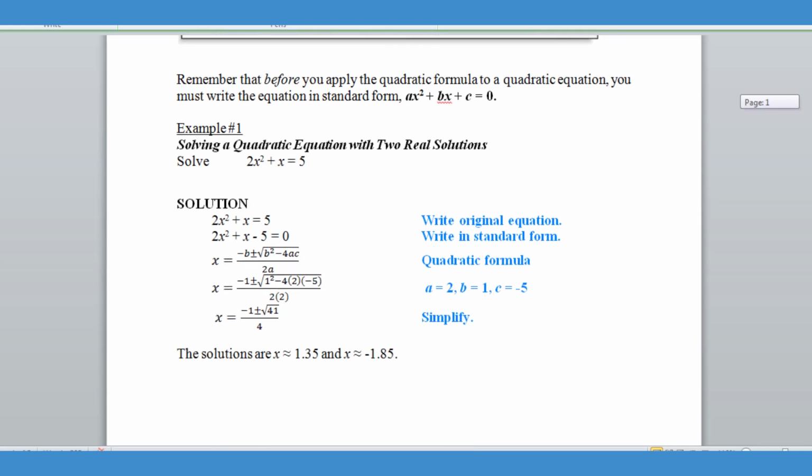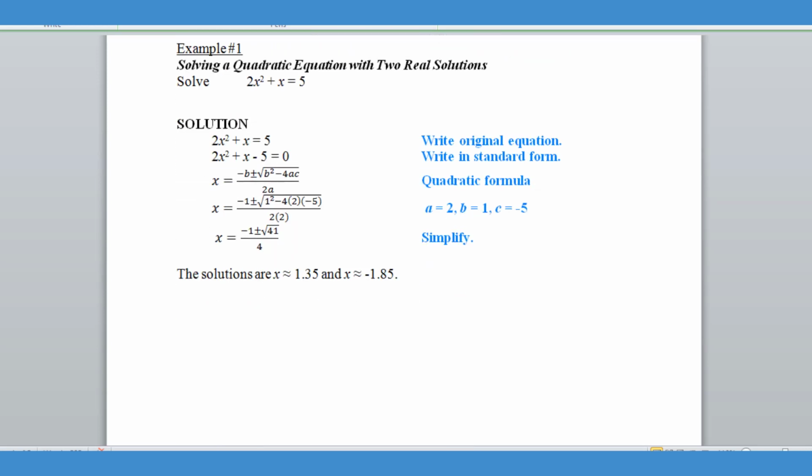So let's take a look at example number 1. Example number 1, 2x squared plus x equals 5. Since we have an x squared term and an x term, it would be easiest just to move the 5 over and set this problem equal to 0. And when we do that, we now can identify our a, b, and c parts and apply that in the quadratic formula.